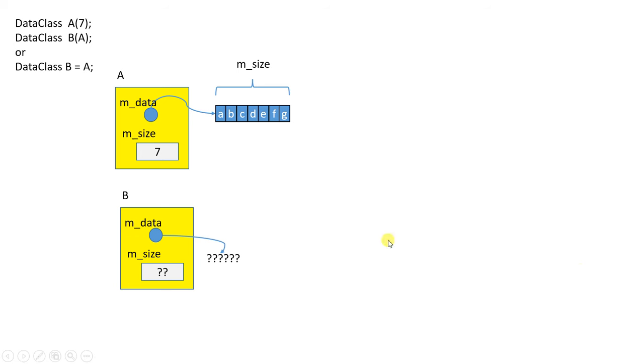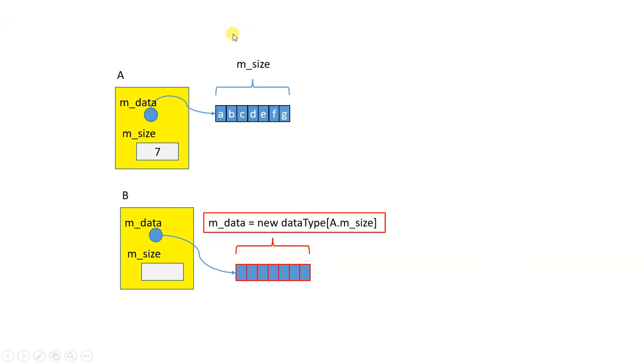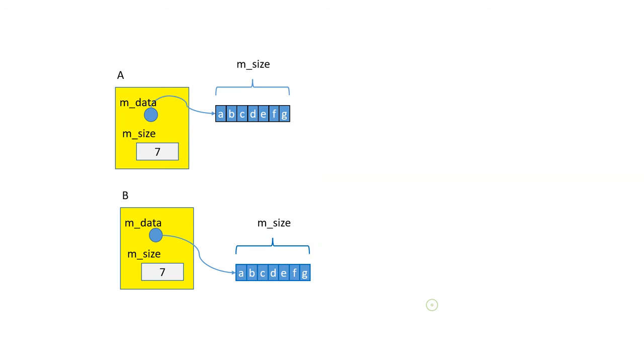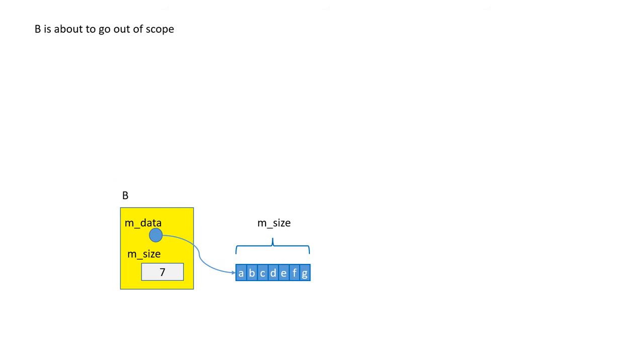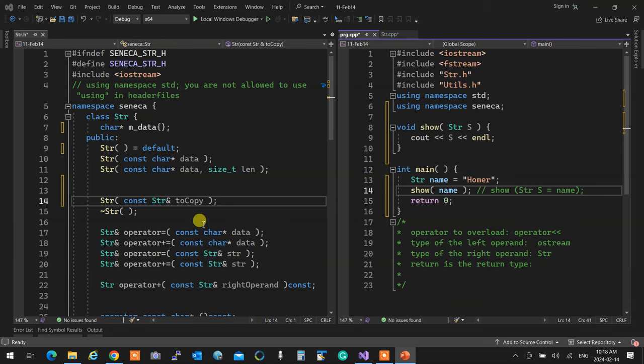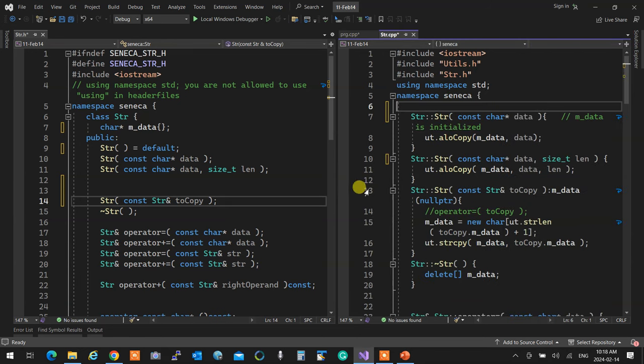So we're going to say, when copying is happening, first we're going to measure the size of the other data. We're going to allocate enough memory exactly to that size. All of this happens in the copy constructor. And I'll copy everything from the old one to the new one. I'll make sure the size is updated and life is beautiful. Now, when one of us is dying, the other one has nothing to do with it. And when the other one dies, there is no memory leak. That's what we do in the copy constructor.